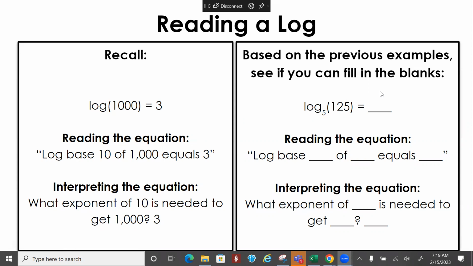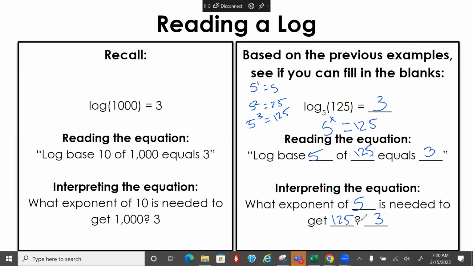Based on the previous example, see if you can fill in the blank. Log base 5 of 125 equals what? So 5 to what power would equal 125? We know that 5 to the first is 5. 5 to the second is 25. 5 to the third is what? Okay, so 3. So log base 5 of 125 equals 3. And we already said what exponent of 5 is needed to get 125, and you answered it was 3.